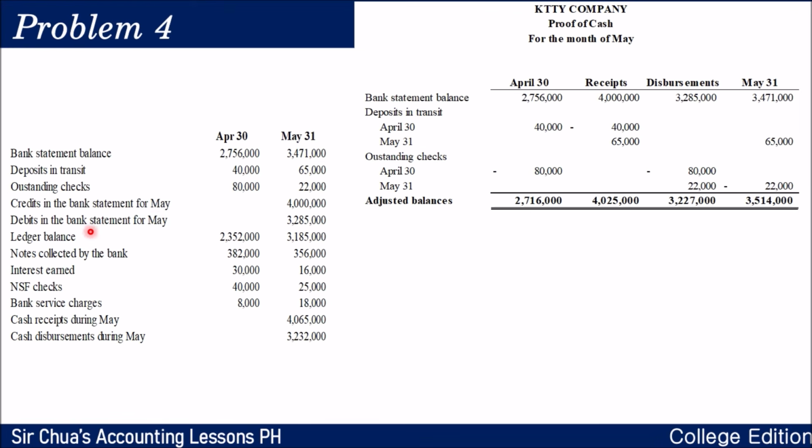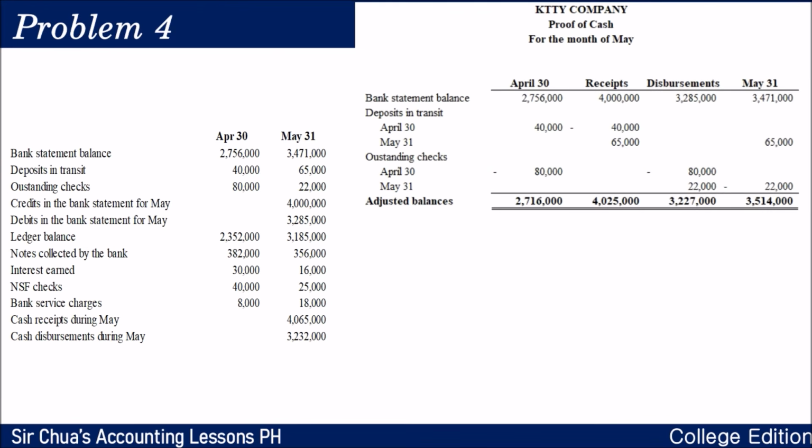Next. Outstanding check po natin is 80,000. So, pabawas naman po. But it's not a disbursement related to May. It's related to April. So, ibabawas nyo po siya sa disbursements for May. And then, outstanding check for May is 22,000. So, ibabawas po natin yung 22,000. And it is certainly a disbursement for May. I-add po natin sa disbursement column. Okay? So, perform the calculations ng pababa. And you will get your adjusted balances.